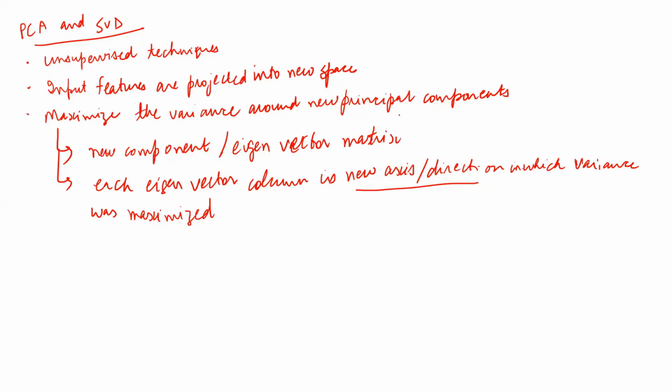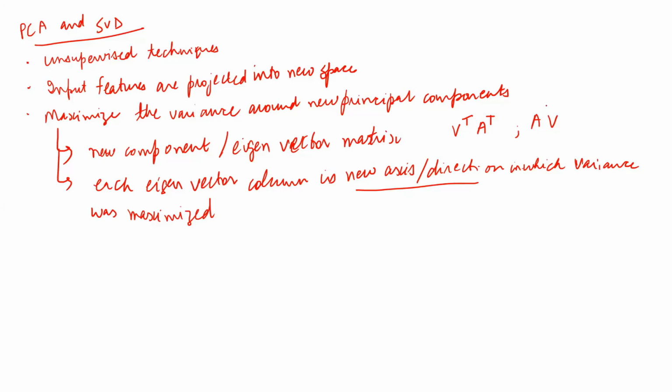Maximizing the variance around new principal components means that obviously we are getting the eigenvectors by calculating the covariance matrix and then the eigenvalues, and from that we were calculating the eigenvectors, and in the end we were multiplying the eigenvectors transpose with the original data transpose, or you could do the same thing by multiplying directly, X into V, original data into the eigenvectors. So this was being done in principal component analysis, and then each eigenvector column was a new axis.